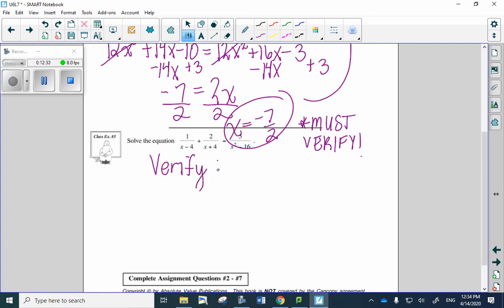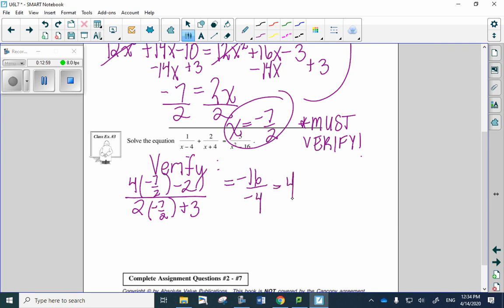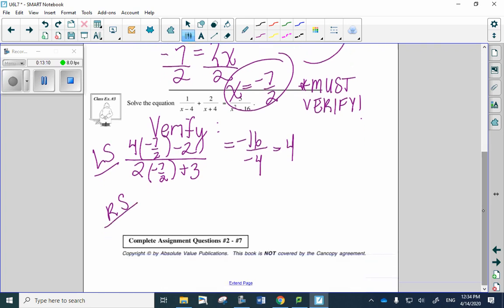So I'm going to verify 4 times negative 7 over 2 minus 2, all divided by 2 times negative 7 over 2 plus 3 is equal to, this is going to become negative 16 divided by negative 4, which equals 4. That's going to be my left-hand side. Now let's figure out what was on the right-hand side. And I'm just doing it separately like this just because the work would be kind of messy, writing it all at once.